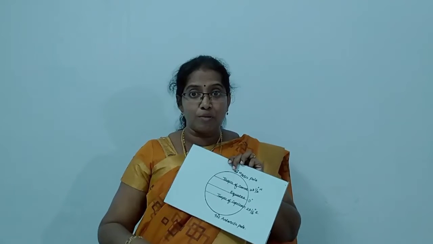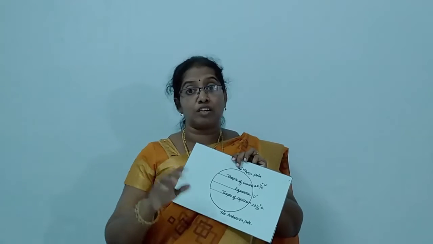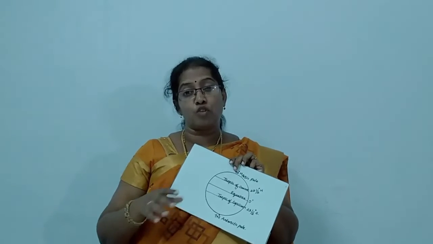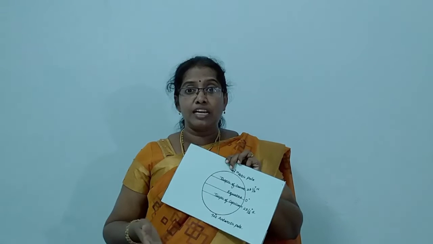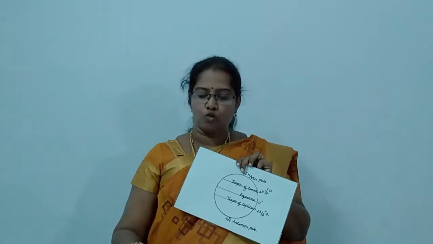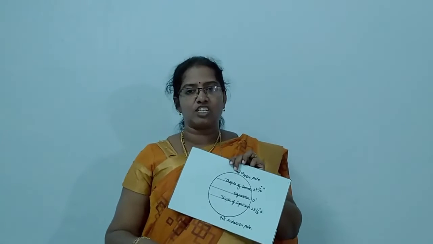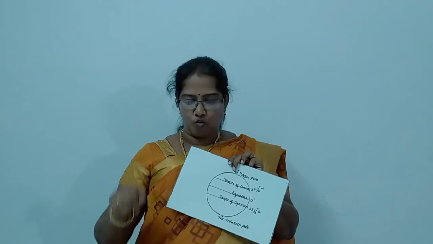During the time of the summer season, the country, India, is influenced by thunderstorms associated with rain, and sometimes with hail. Hail, what is the meaning? Snowfall, like that they are telling.